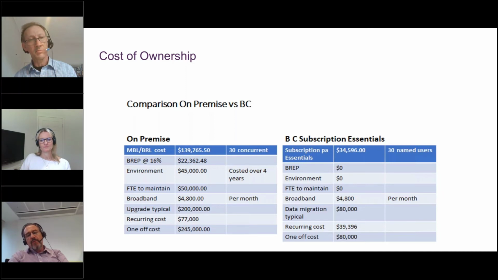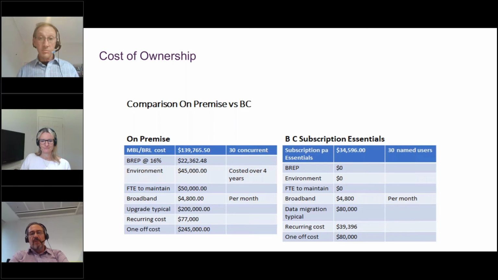Now, if we consider that with Business Central, with the subscription model, we don't have anything like BREP because it's all built into the pricing. So in your monthly subscription pricing, you've already covered what used to be your BREP constituent, or part of it. You don't have to worry about the environment because it's software as a service. Microsoft take care of that. You don't have to have a full-time employee to maintain it. Guess what? Microsoft take care of that. That's all built into that price.